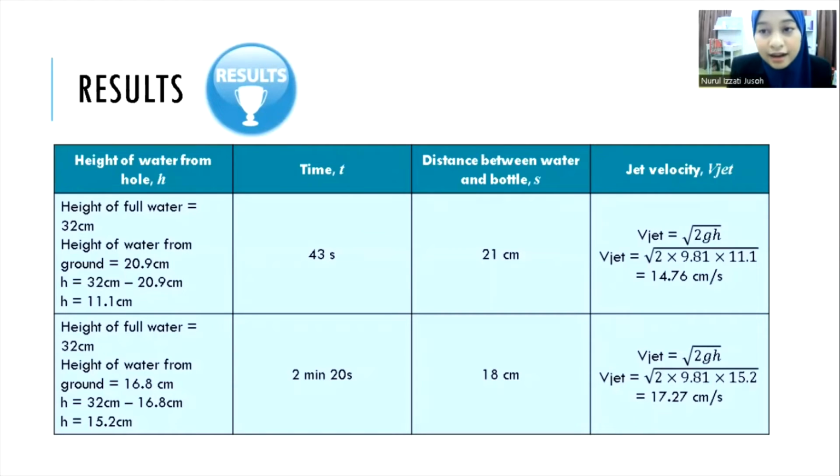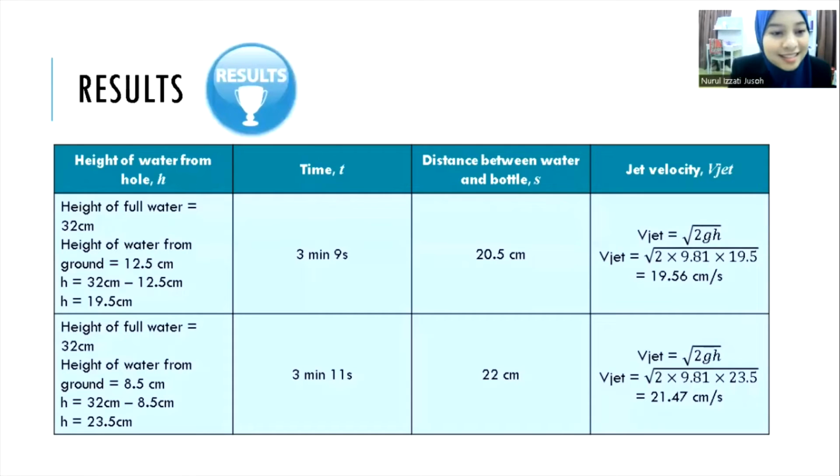The second data for this experiment is the height of the water from the hole is 15.2 centimeter, which takes time for the water to stop from 0 until 2 minutes 20 seconds. And the distance between the water and bottle, which is S, from the opening, which is time equal to 0, is 18 centimeter. And the jet velocity for this data is 70.27 centimeter per second.